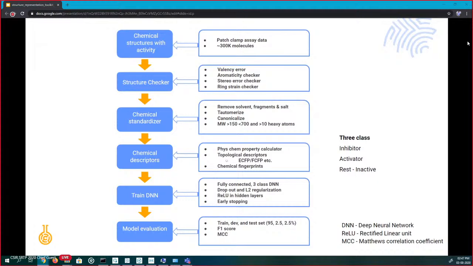So once this part was done, so this was basically data cleaning and processing, then comes calculating these different chemical descriptors or fingerprints using again ChemAxon tools. And once we have that, we can feed that into a deep neural network to generate a model which can later on predict the new molecules.